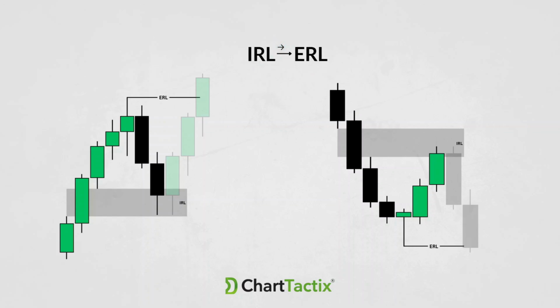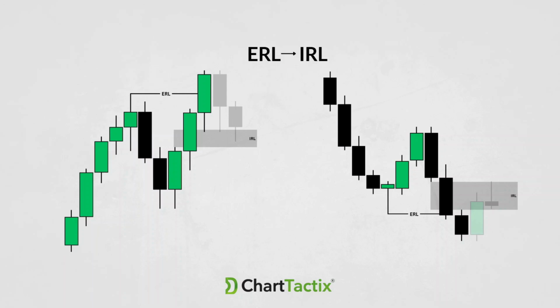Now let's look at the concept of external to internal. What this means is when price takes out external range liquidity, our focus should then shift to price coming back into an internal range liquidity. And this is for a bullish scenario. And for a bearish scenario, when price takes out an external range liquidity, we should then be anticipating price to come back into an internal range liquidity. Just as simple as that.